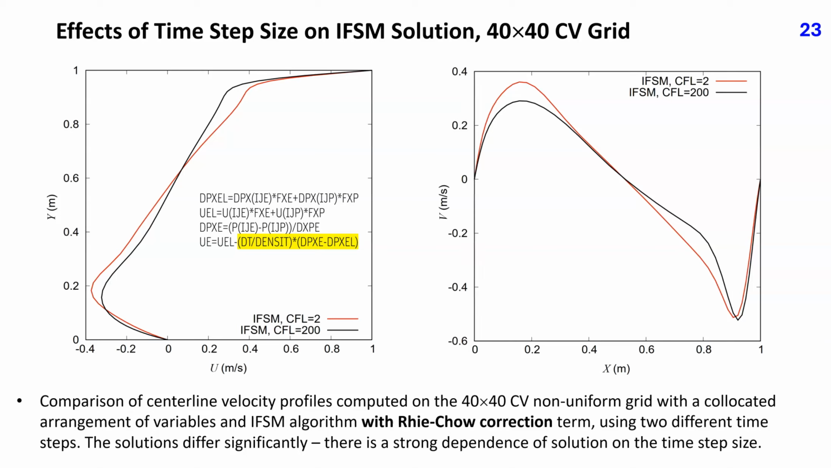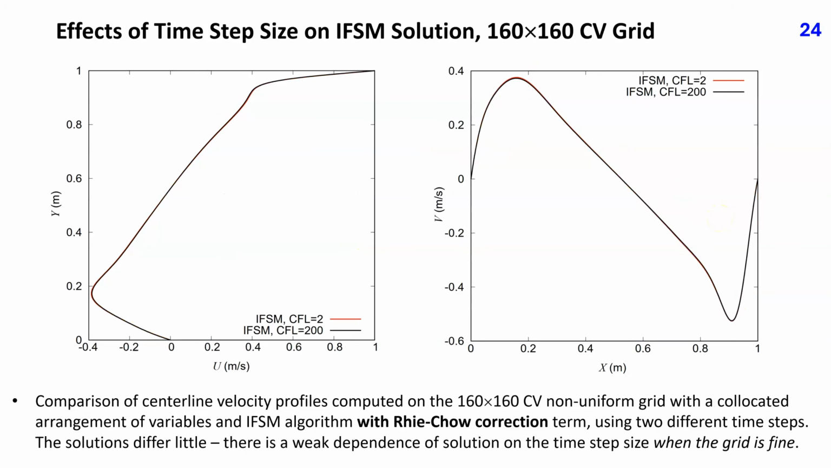These plots show the comparison of centerline velocity profiles computed on the 40 by 40 control volumes non-uniform grid with a collocated arrangement of variables and IFSM algorithm with Rhie-Chow correction term, using two time steps differing by a factor 100. The solutions differ significantly. There is a strong influence of time step size on the solution. When the grid is sufficiently fine, the time step size has a very small influence on the solution.